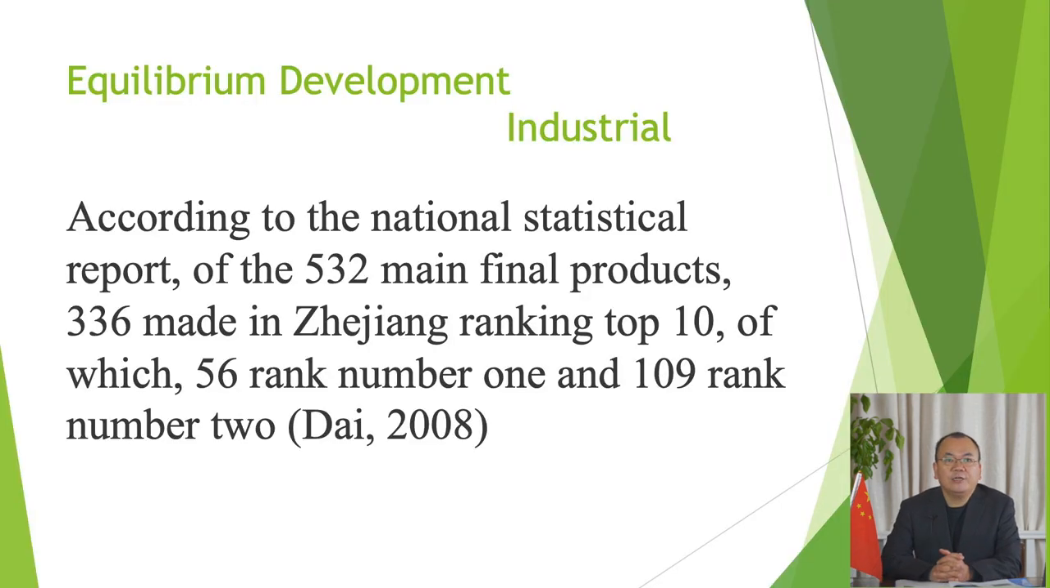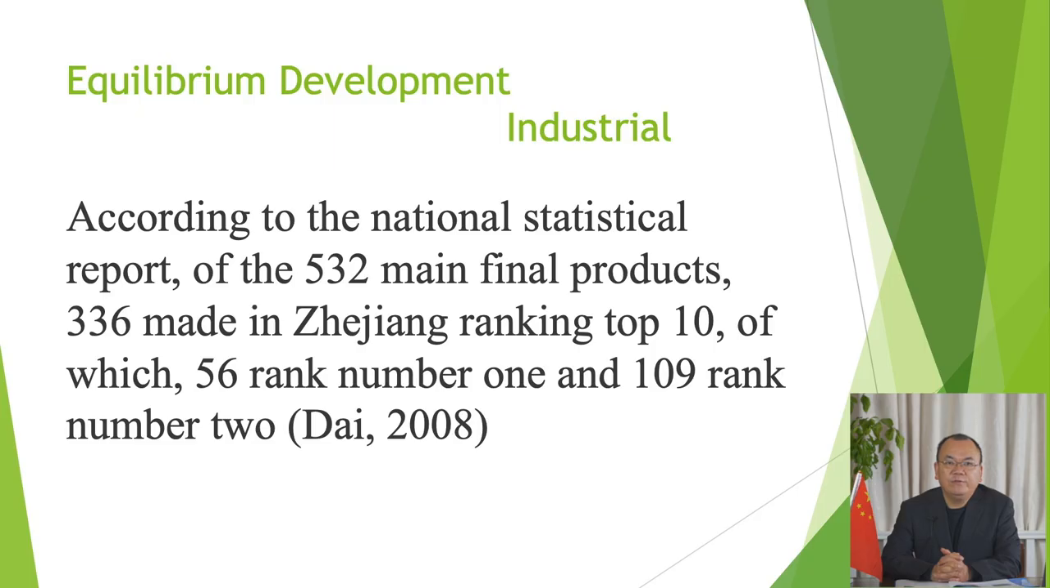Then industrial equilibrium development. So in Zhejiang province, in fact, all the 3 industries are developed equilibriumly. The first is about the first industry, mainly agriculture. In Zhejiang province, the agriculture is fine agriculture.